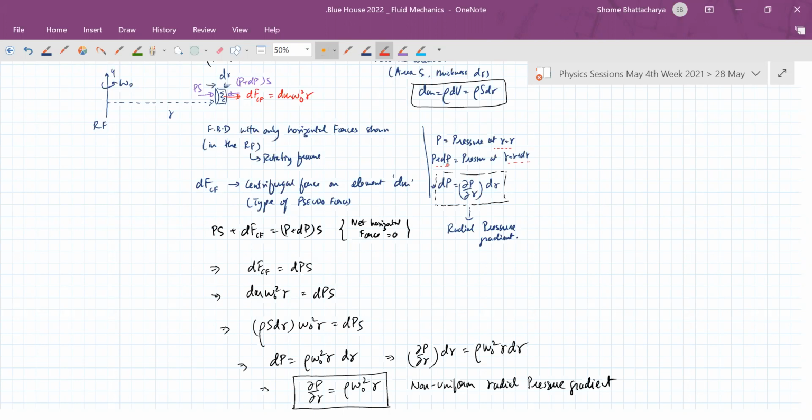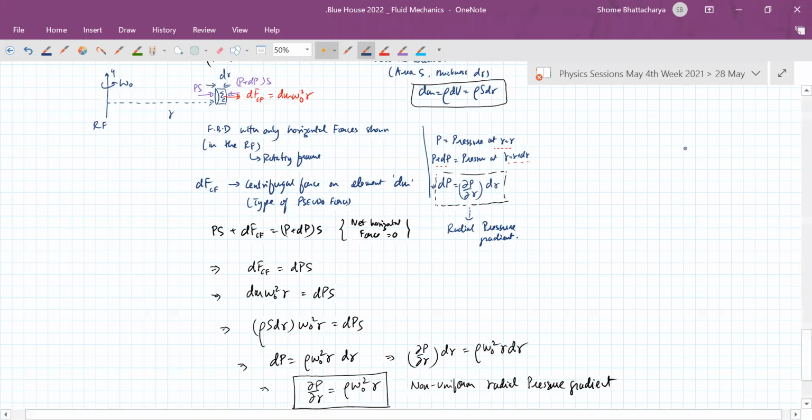Sir, can you please explain the PS, how the PS force is acting, and P plus dP into S force? In the free body diagram, I was able to understand the centrifugal force, but I was not able to understand the PS and P plus dP into S. Can you explain that?